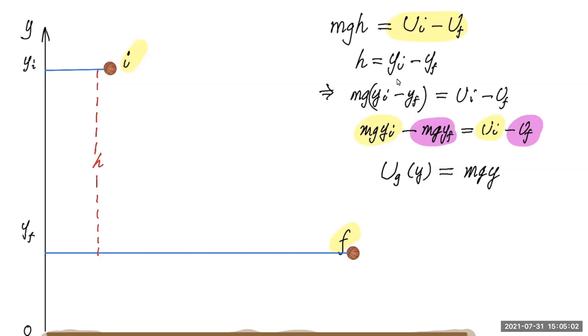We can add a constant to mgy. I'm going to highlight it with a red color. Why is that? Because if you add a constant to U initial and add a constant to U final, then when you take U initial minus U final, what happens to that constant? Well, it cancels out, right? It becomes zero.